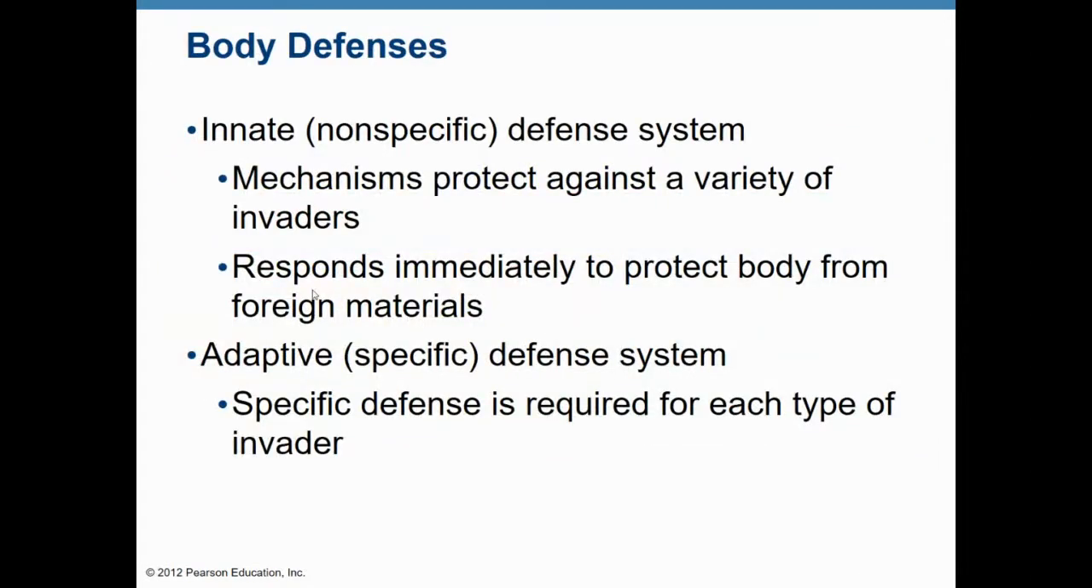So our body defenses fall into one of two categories. We have the innate or non-specific defense system, and this mechanism is going to protect us against a variety of invaders. Basically, if it's not self, then your body's going to mount an immune response to it. And so it's going to respond immediately to protect the body from foreign materials.